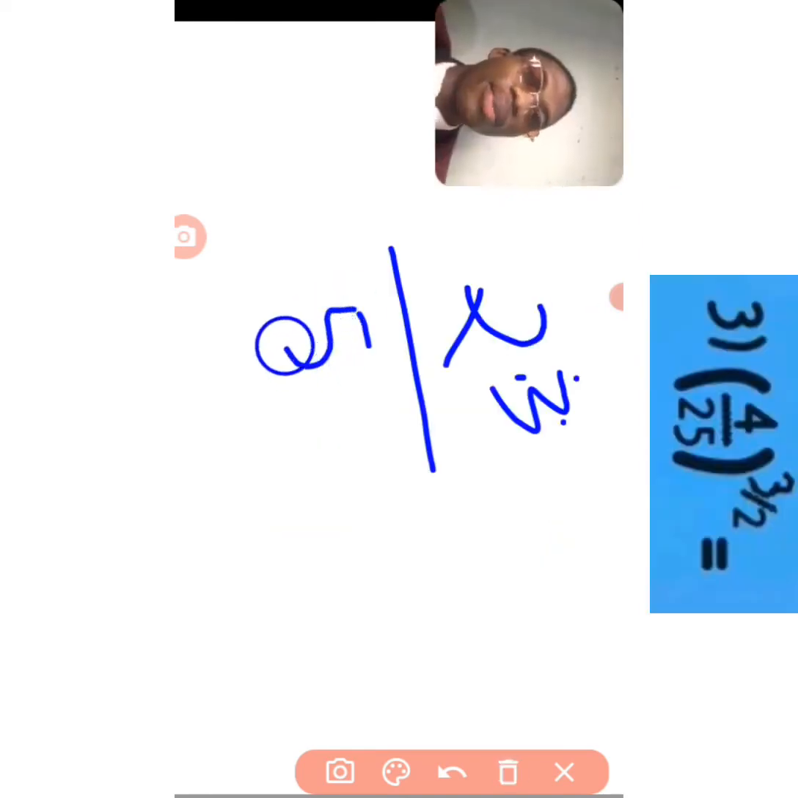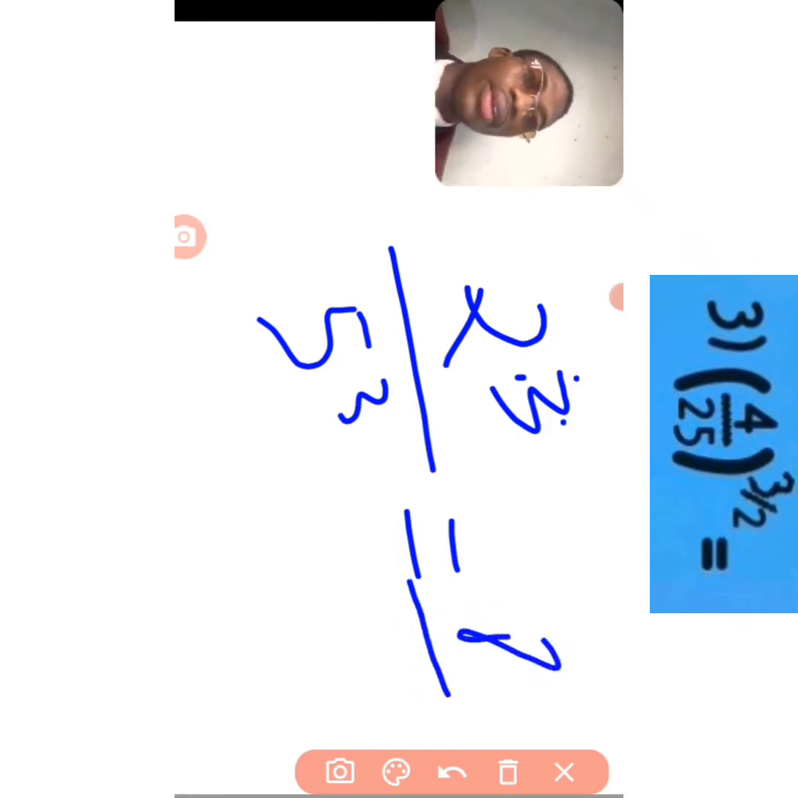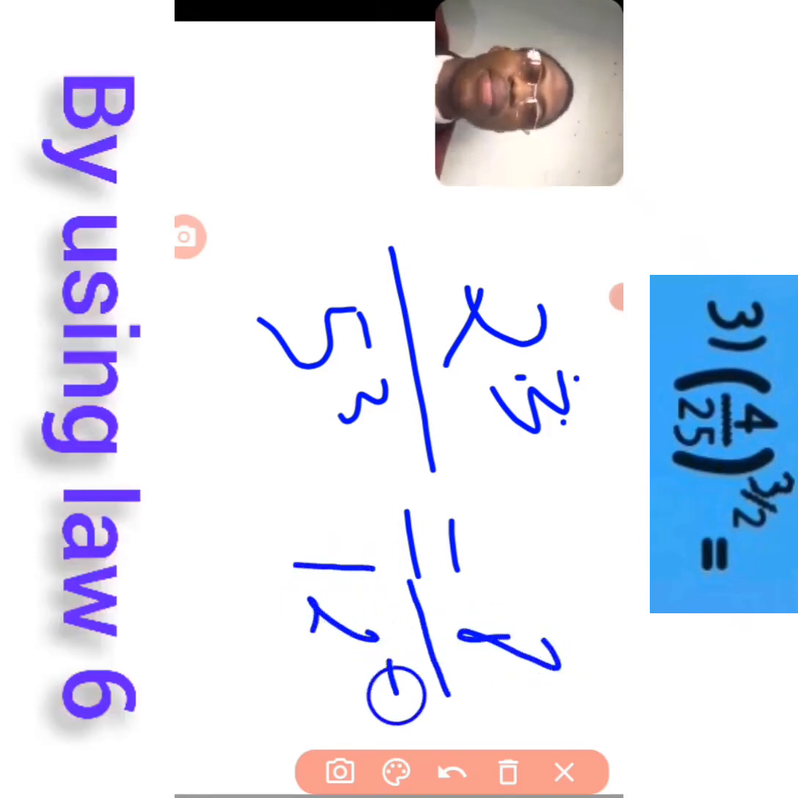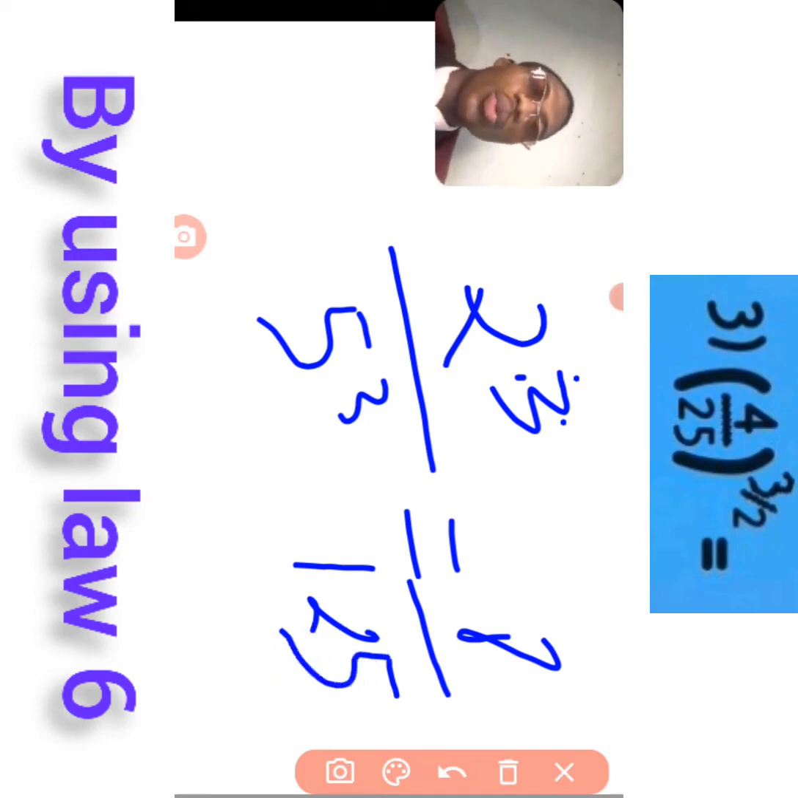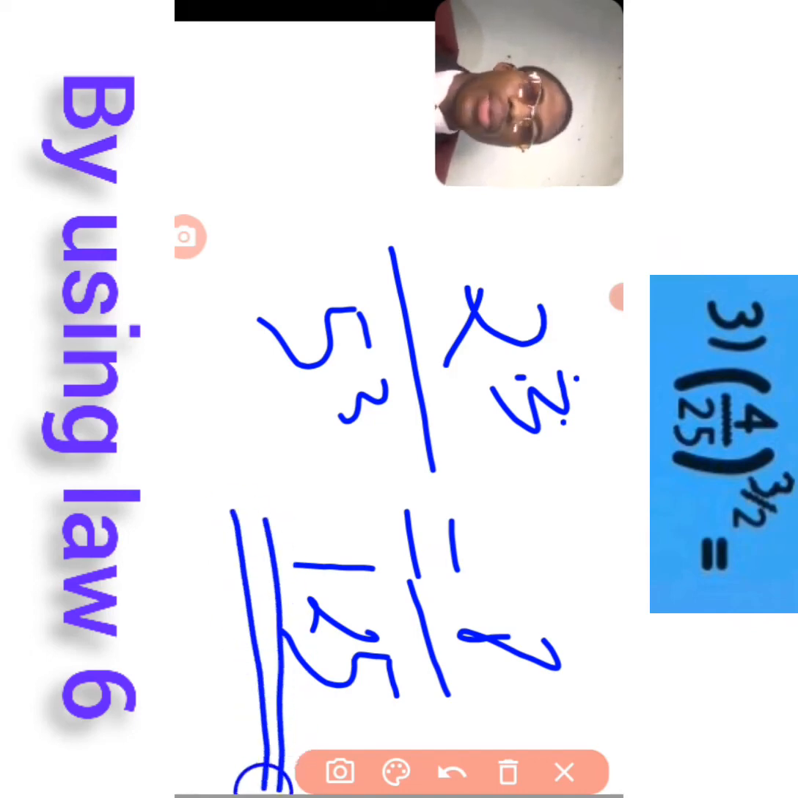Raised to the power of 3, which is the same as 8 over 125. 2 raised to the power 3, from the definition of indices, is the same as 2 times 2 times 2. 2 times 2 is 4, 4 times 2 is 8. 5 times 5 is 25, 25 times 5 is 125. So here is our answer.